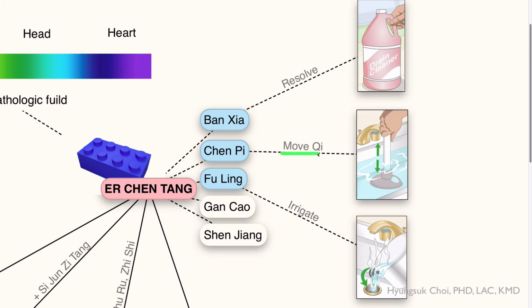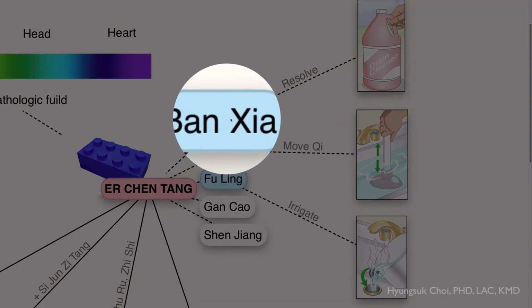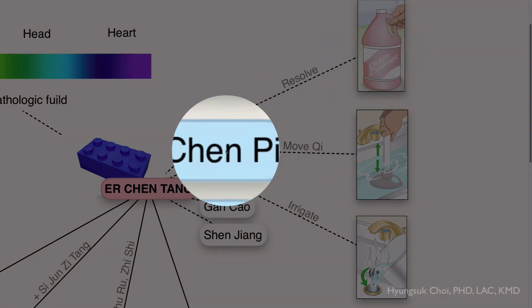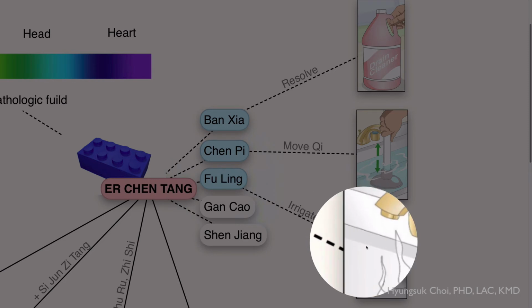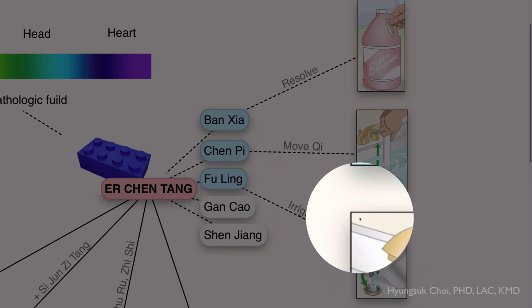So once you resolve the phlegm, what should you do? You should move it with a strong movement of the qi. That is what a plunger does. So Chenpi has an effect of draining damp, but also it is a strong regulator of the qi. And there's Fuling. Hot water, you move downward to resolve the phlegm. So they work all together systematically. Please remember, Banxia as a drain cleaner, and Chenpi as a plunger, and Fuling as hot water. So they are a perfect team.